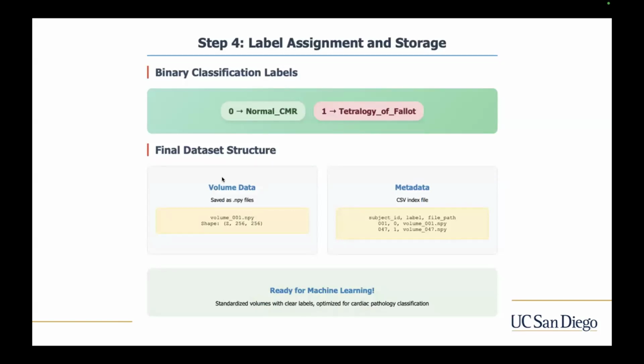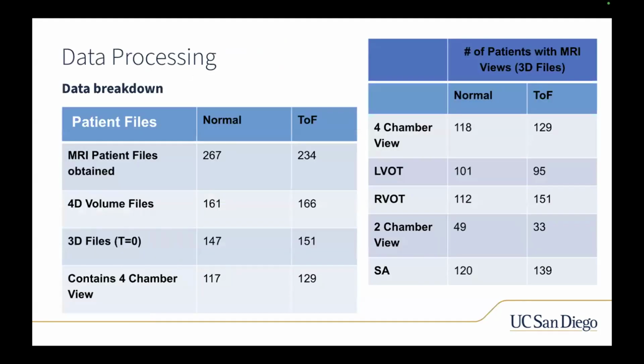We classified our labels, with 0 being normal and 1 being tetralogy of Fallot, just to pre-process it and put it through our model. And then here's the final breakdown of our data set.